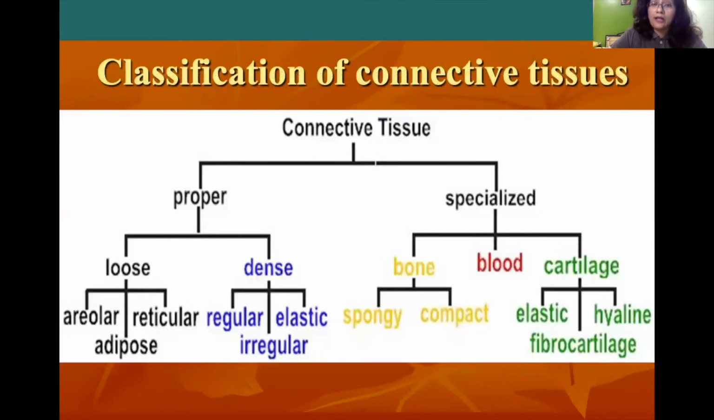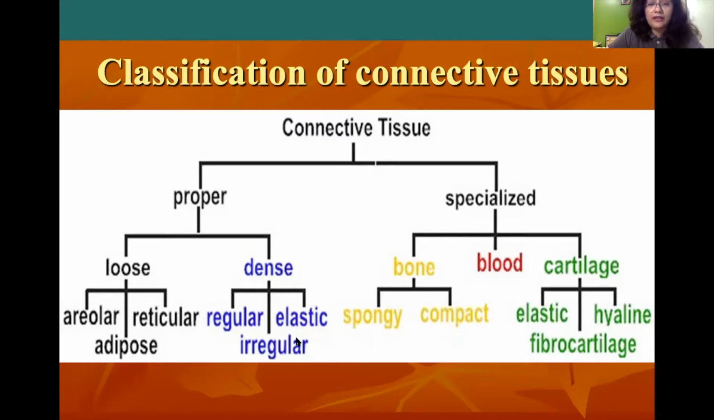Now, classification of connective tissue, you must have learned it in anatomy. We'll just give a passing reference here. Connective tissue can be classified as proper connective tissue and specialized connective tissue. The proper connective tissue can be loose, like areolar tissue, reticular tissue or adipose tissue. While in dense connective tissue, fibers are packed very densely and this gives more tensile strength to the structure. So it can be regular, elastic or irregular.